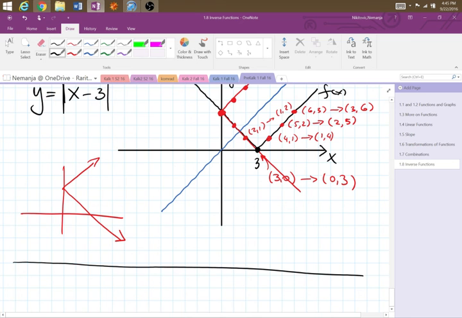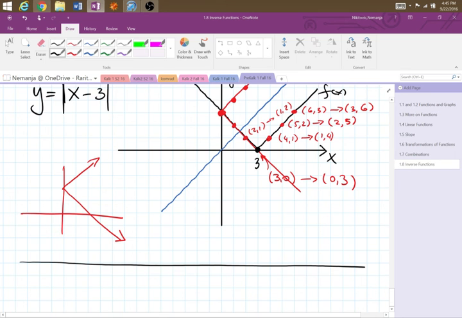Wait, would the inverse function be absolute value of x plus 3 equals f? There is no inverse function here. Oh, so you just don't have a function. You can draw the inverse, but you can't write the function.